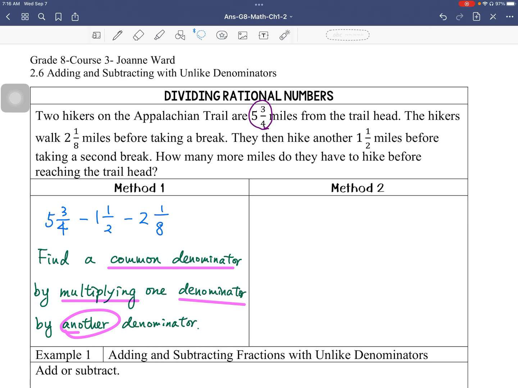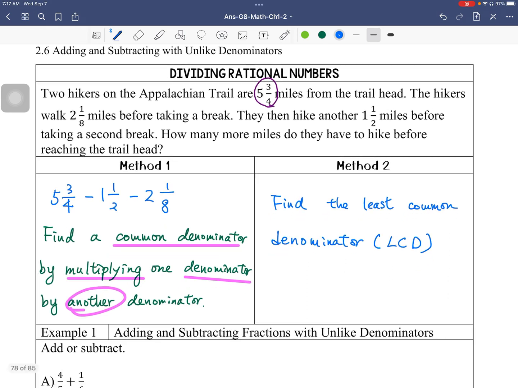Okay, so what is the second method? The second method is I just want to find the least common multiple. Least common denominator, what am I talking about? I just finished teaching that grade 7 course, so I keep saying least common multiple because I just finished a section on least common multiple. Now I need the least common denominator, which is the least common multiple of both denominators. So I want to find the least common denominator.